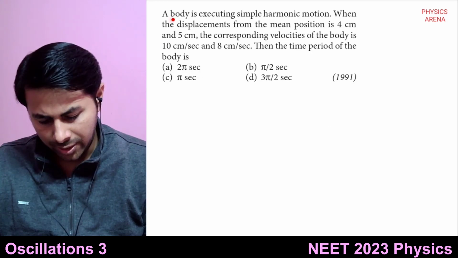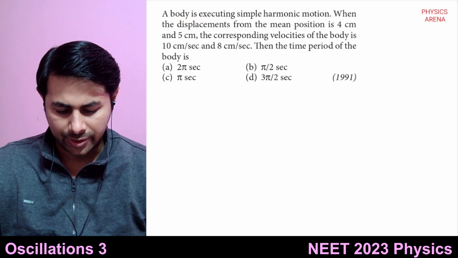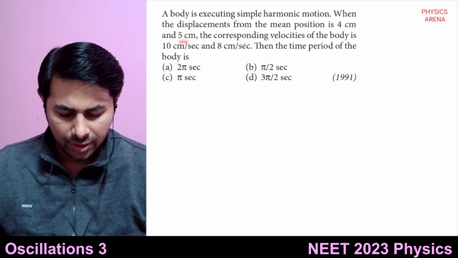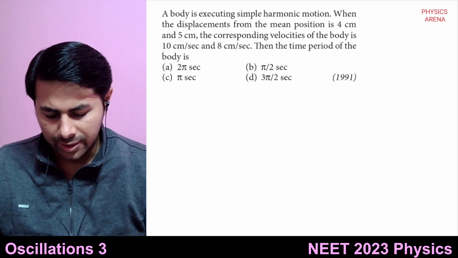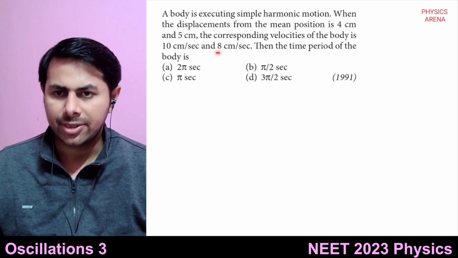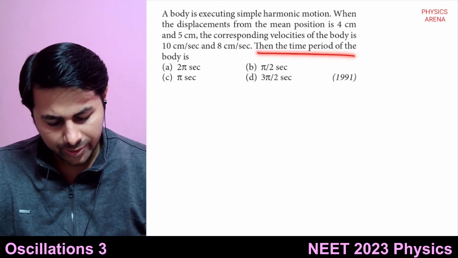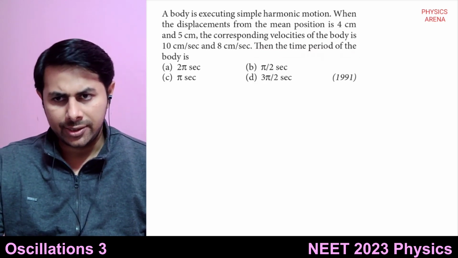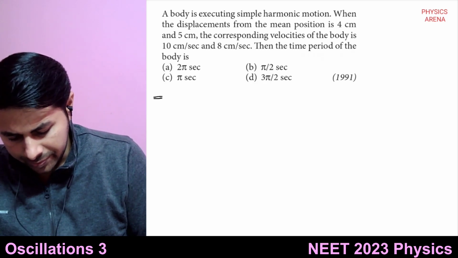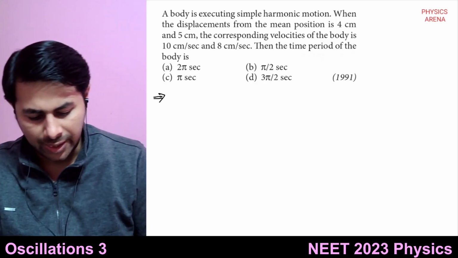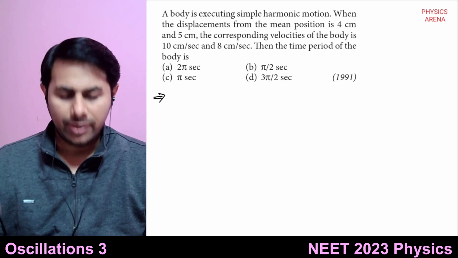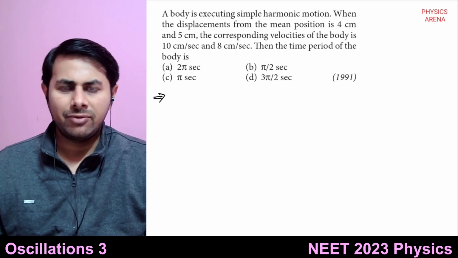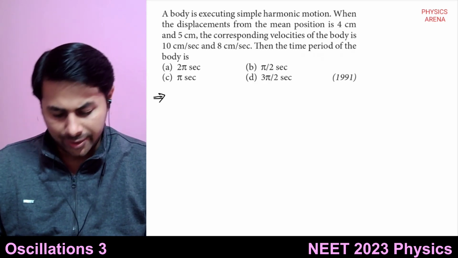Option A. A body is executing simple harmonic motion. When the displacement from mean position is 4 centimeter and 5 centimeter, the corresponding velocities of the body are 10 centimeters per second and 8 centimeters per second. Then the time period of the body is, okay. We had solved a similar kind of problem yesterday, but there the values were not given. There, at positions x1 and x2, the speeds were v1 and v2. This was given, right?